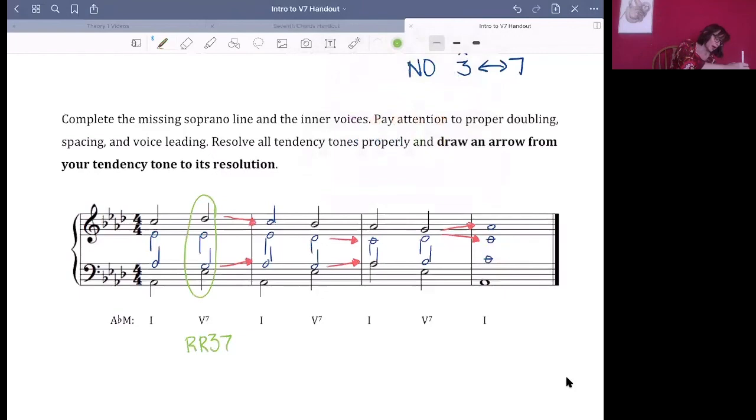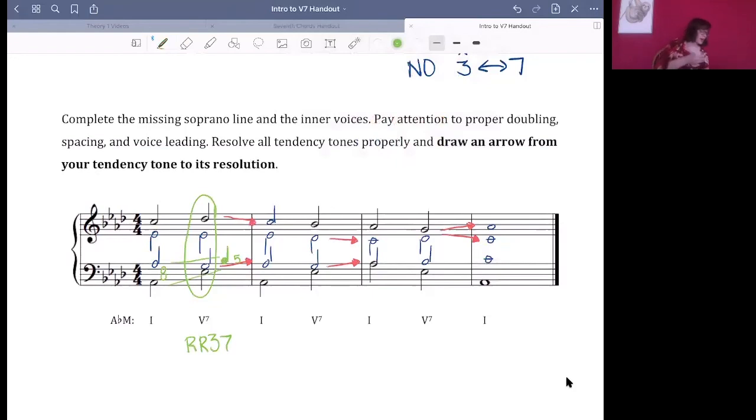is you get yourself kind of backed into a corner because you would likely want to move the tenor up, right? And if I move the tenor up to this B flat to give me a fifth, then I've got myself some really nice direct fifths against the bass, right? Because my bass and tenor went from an octave to a fifth in the same direction.